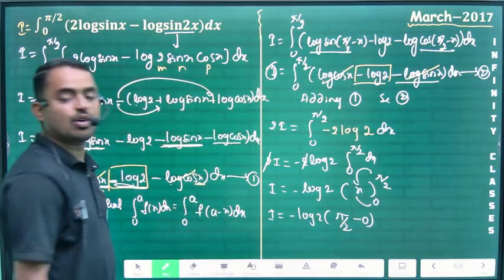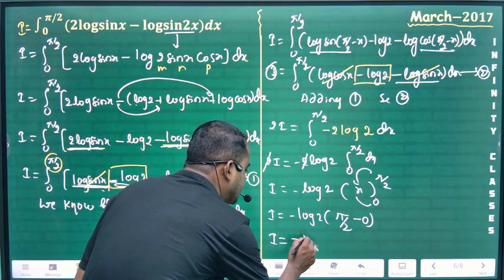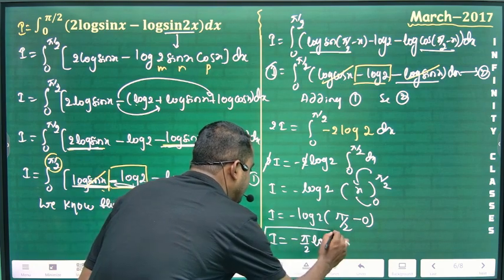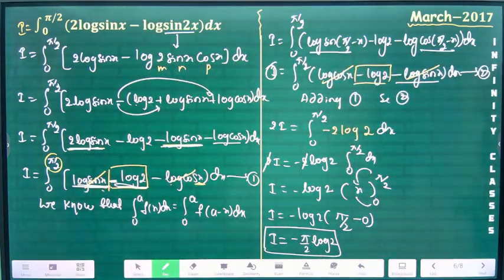Now 5 by 2 into log 2 is 5 by 2 log 2. So the final answer is: i is equal to minus 5 by 2 log 2. Pause the video and note it down. If you have any doubts, just give me a comment in the comment box.